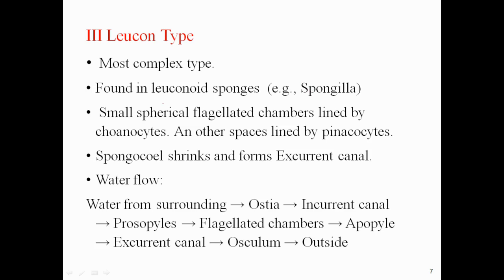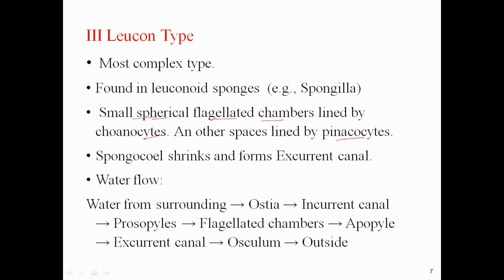This type of water canal system has small spherical flagellated chambers, which are the radial canals. In the Leucon type, the flagellated chambers are very small and spherical, and they are lined by the choanocytes or collar cells. The other canals are lined by the pinacocytes.